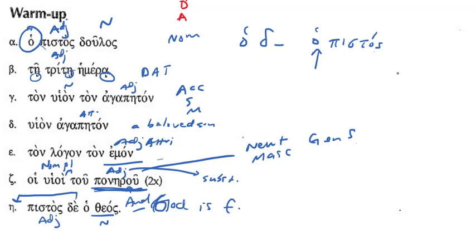For delta, that can be either attributive or predicate. Right? What case is huion and agapeton? Accusative. So could it be a predicate use if the adjective is accusative? Nope. So it's only attributive. That's the only possibility.